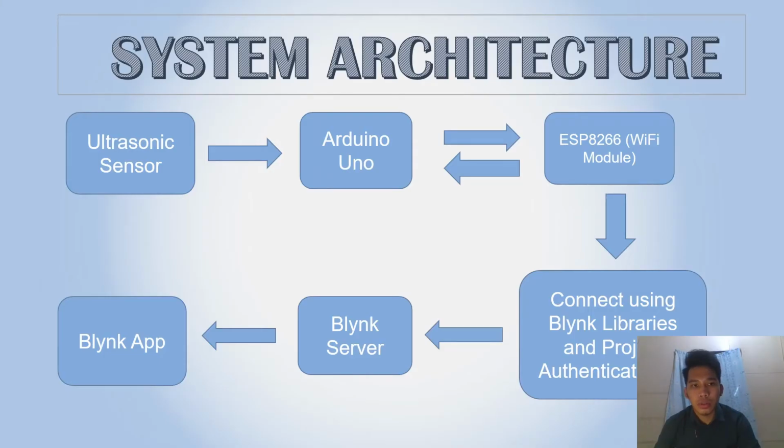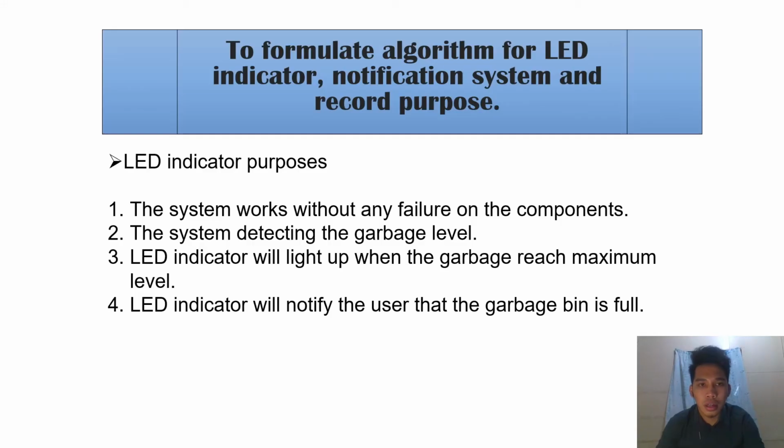So now we will proceed with the system architecture of our project. Here is our second objective, which is to formulate an algorithm for the LED indicator notification system and record purposes. For LED indicator purposes, the system works without any failure on the components. Then the system detects the garbage level. The LED indicator will light up when the garbage reaches maximum level. The LED indicator will notify the user that the garbage bin is full.